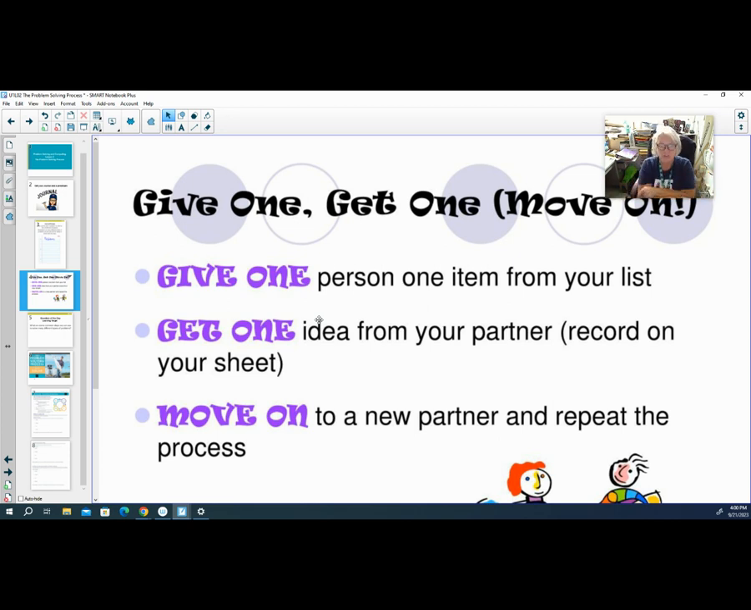Then go find another person. Okay, move on to a new partner and repeat the process. And you have to get at least 4 ideas from 4 different people. All right, on your mark, get set, go, and then come back when it's ready to move on.